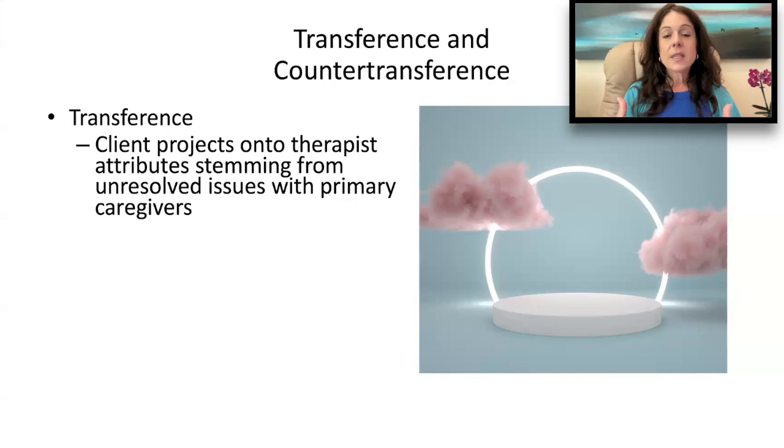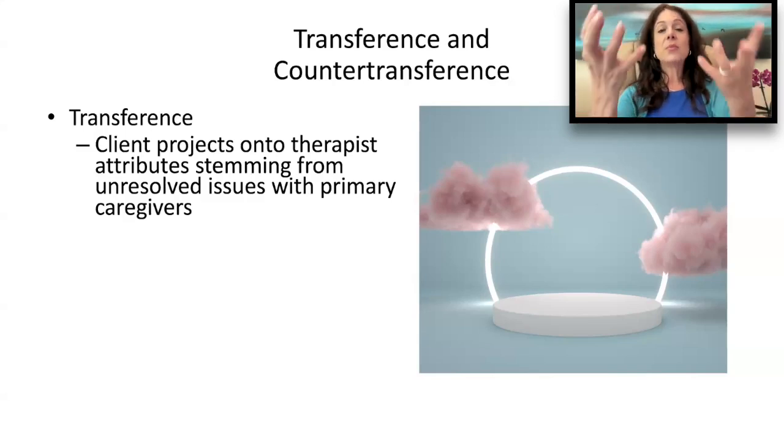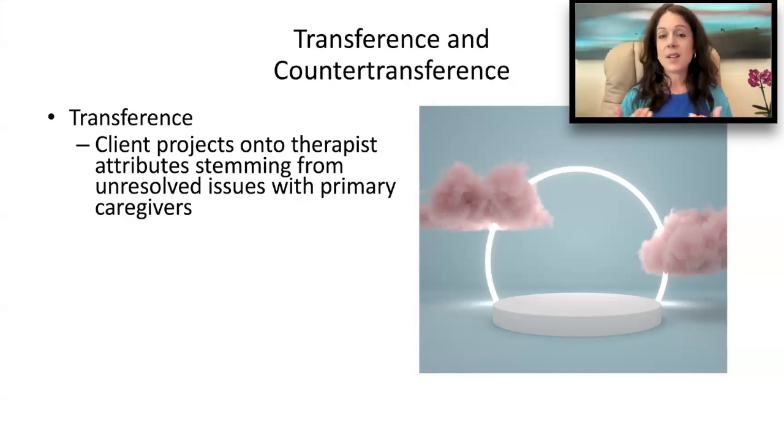So transference comes from psychodynamic, psychoanalytic literature, and that is where the client is projecting onto the therapist some sort of attribute stemming from unresolved issues with a primary caregiver. The most common form of this is the client projecting onto the therapist your critical parent. That's what most of us like to project onto authority figures. And so you perceive criticism when it is not there.